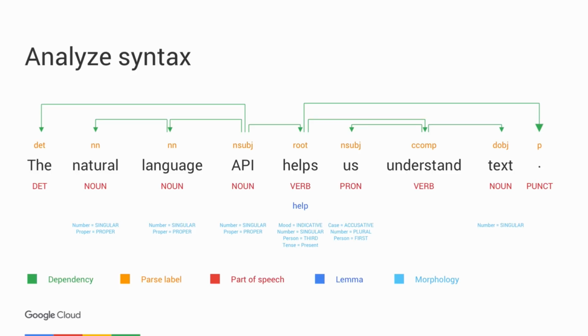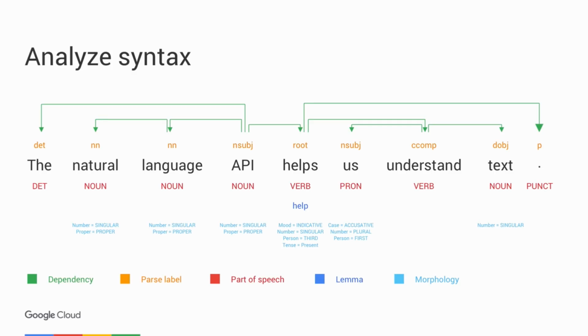Then we get the parse label, which tells us the role of each word in the sentence. So for example, helps is the root verb, and API is the nominal subject. We also get the part of speech, so whether each word is a noun, a verb, or an adjective. And we get the lemma, which is the canonical form of the word. So for helps, the lemma is help. And this is really useful if you're counting how many times a specific word occurs in your text. You probably don't want to count helps and help as two separate things. You want to look for the lemma, or the canonical form of that word.